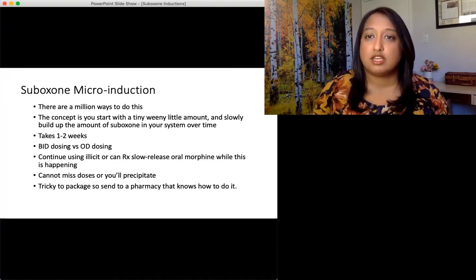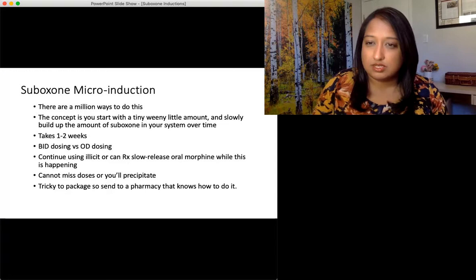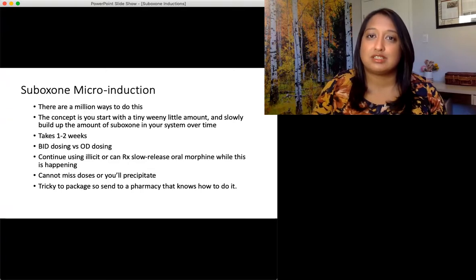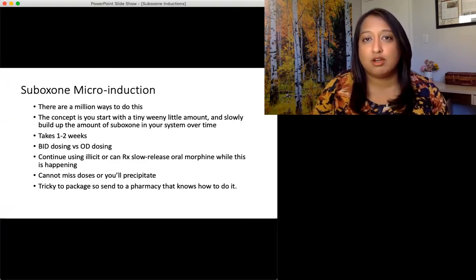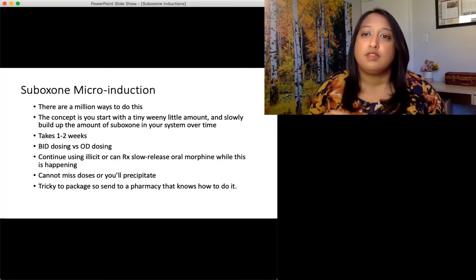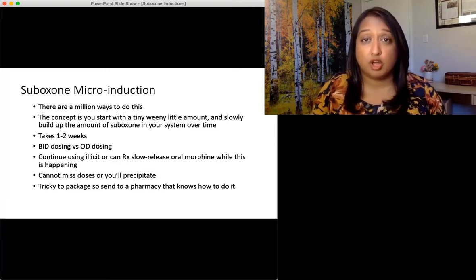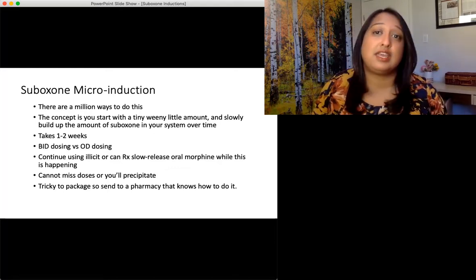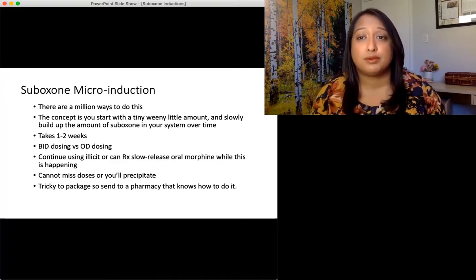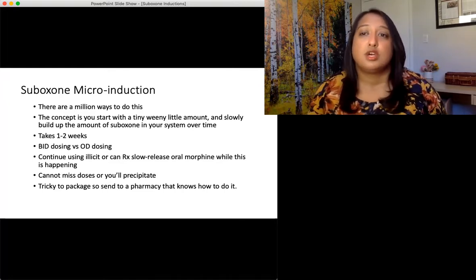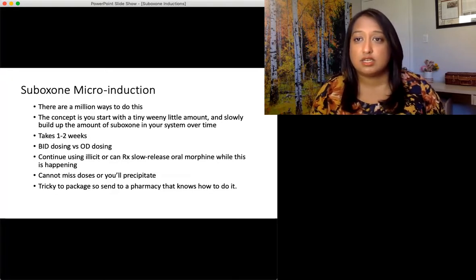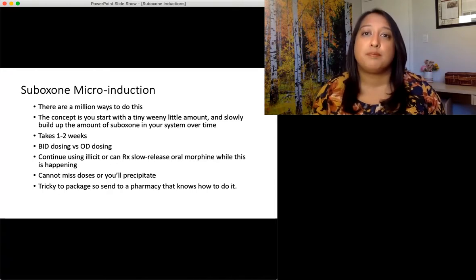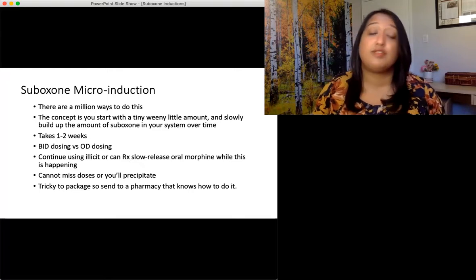When that happens, you just take a little dose one day and a little dose the next day and a slightly bigger dose the day after that, and you slowly work that Suboxone into the system, all the while concurrently being on other opioids. This helps the patient to avoid a withdrawal phase. The downside is it takes a long time. It can take 7 to 14 days to get onto a good dose of Suboxone. You can do once daily dosing or twice daily dosing. If you Google or look on PubMed, there are lots of examples of micro-induction schedules that you can follow, and there are a lot of different ways to do this.